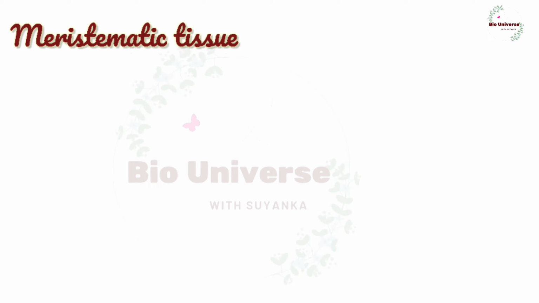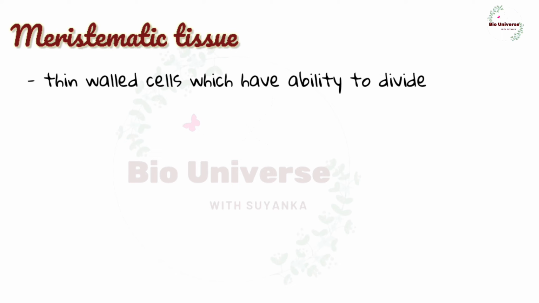Meristematic tissue. Meristematic tissue is a plant tissue of thin-walled, compactly arranged immature cells that have the potential to divide and form new cells. This tissue is also known as meristem. Its cells are called meristematic cells. The region where meristem is present can function as growth region.